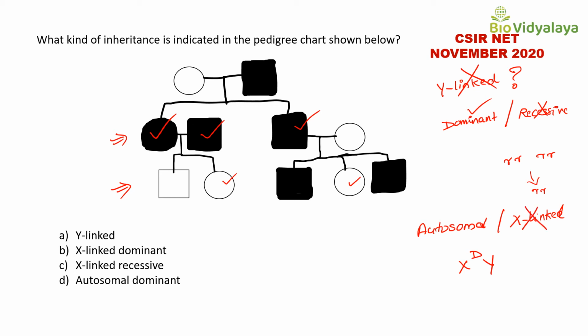This is autosomal. So this trait is an autosomal dominant trait. This pedigree is for an autosomal dominant trait. So the correct answer is autosomal dominant. Option D, autosomal dominant is the correct answer.